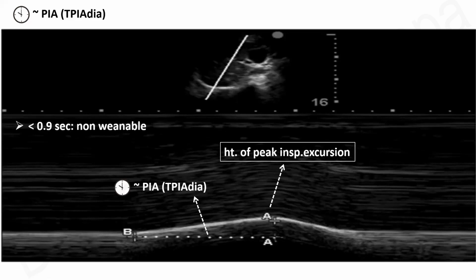And less than 0.9 seconds. Generally, this is based on one study done by the Thai group, and that has been taken as a reference. So less than 1 second, maybe less than 0.9 second, is taken as diaphragmatic dysfunction and non-weanable. If you have more than 1.2 seconds, so this distance, that would qualify as possibly successful weaning. So 1.2 to 1.3, you can keep it as successful weaning. Less than 0.9 indicates diaphragmatic dysfunction and non-weaning.